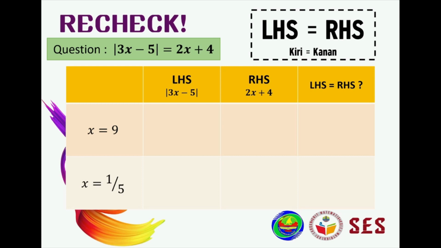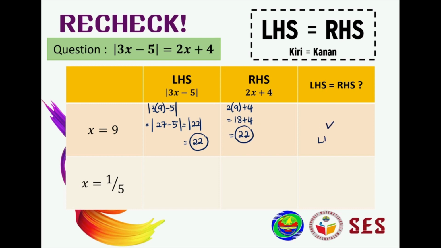Okay? Let's see. When I substitute 9 in my left hand side, I will get modulus 27 minus 5, which is modulus 22. By definition, it is just 22. And when I substitute x equals 9 in my right hand side, I will get 18 plus 4, which is 22 as well. Is it the same? Yes. My left hand side is equal to right hand side.